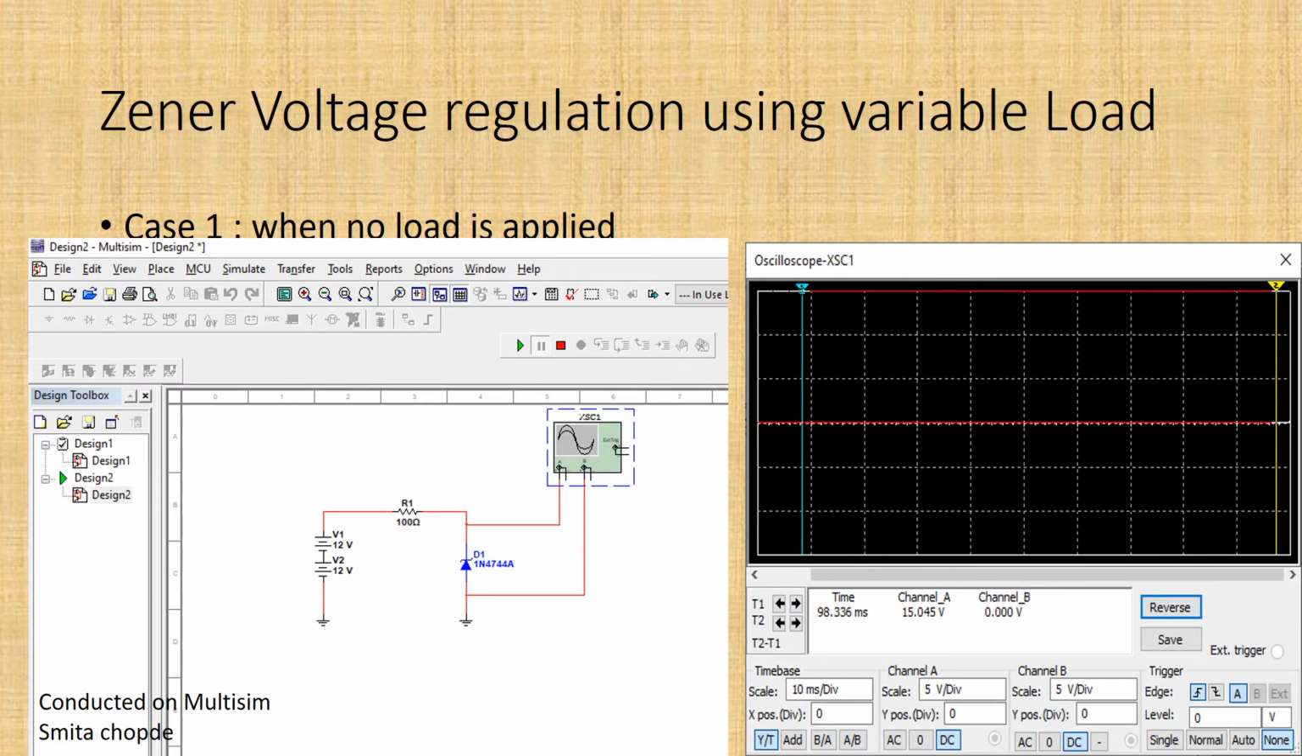Zener regulation using variable load. Here is the situation when no load is applied. We get an output voltage of almost 15.045 volts, and the duration measured is 98.336 milliseconds.